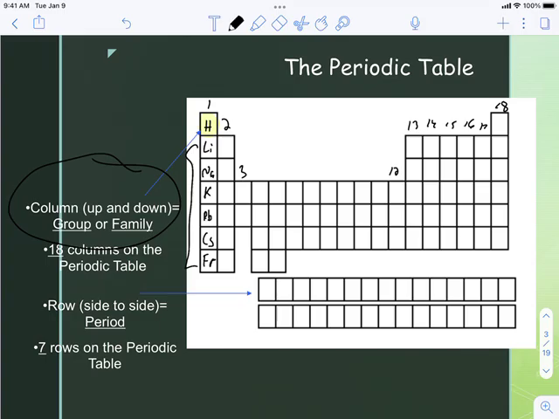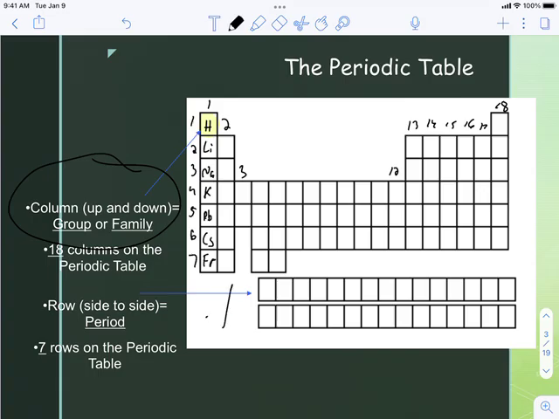The rows on the periodic table refer to the periods. So period is the word we will use for the rows. You can count them as well. 1, 2, 3, 4, 5, 6, 7. There are 7 periods on the periodic table.